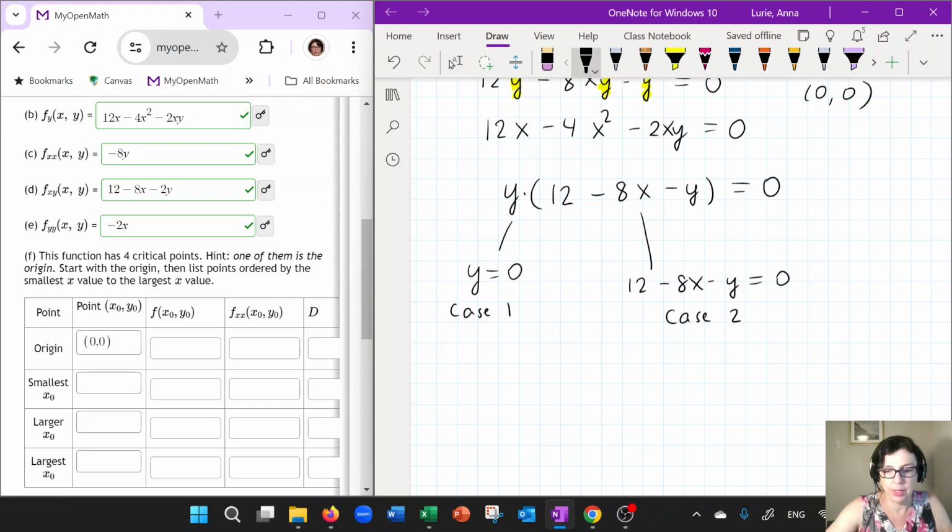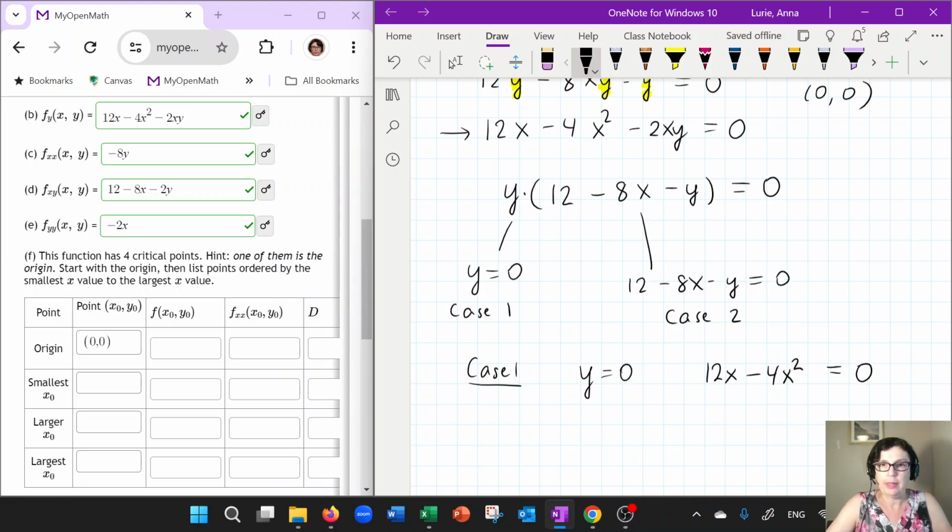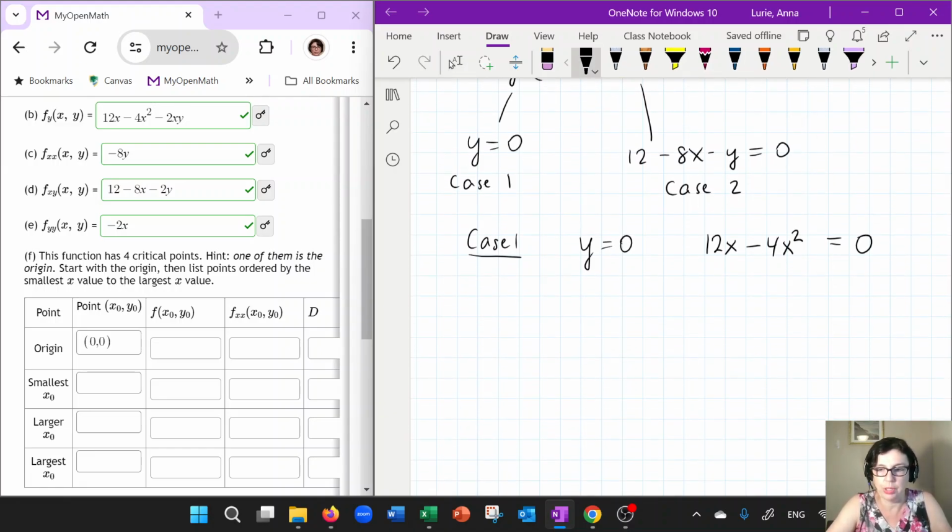Okay, so let's first deal with the easier case, which is case number 1, and that is that y equals 0. We're going to plug that into the second equation and see what happens. So we've got 12x minus 4x squared, but y is 0, so that term will drop out, equals 0. Now, in order to solve this, we're going to factor it and again use the zero factor property. So we look at the terms and we want to factor out the GCF. So 4x is the GCF of 12x and 4x squared. That means from the other factor we'll get 3 minus x equals 0. Again, we use the zero factor property: either x equals 0, or 3 minus x equals 0, which gives me x equals 3.